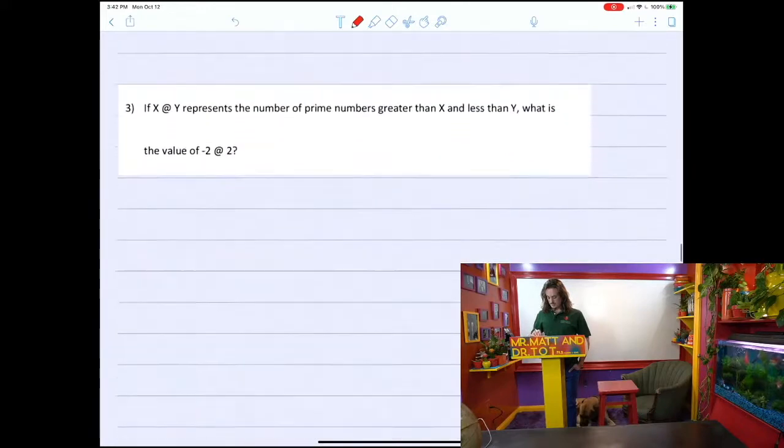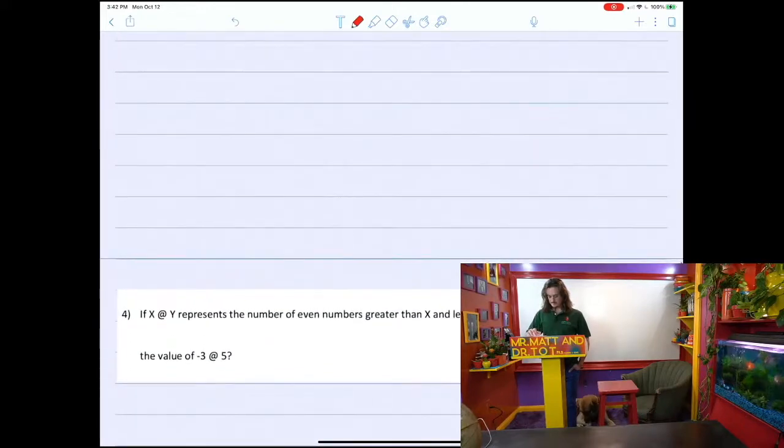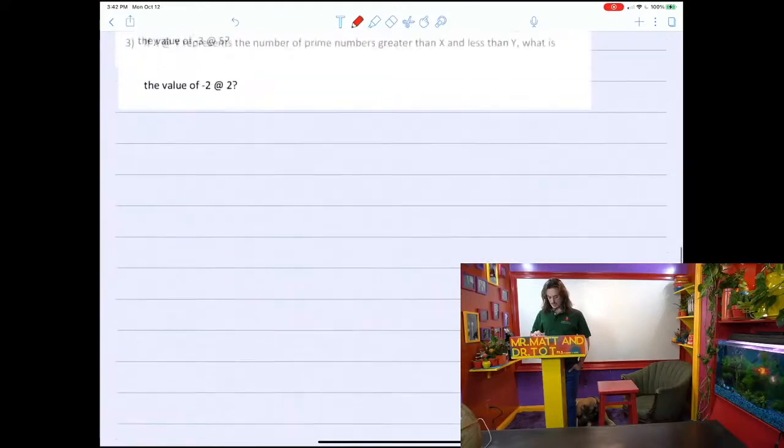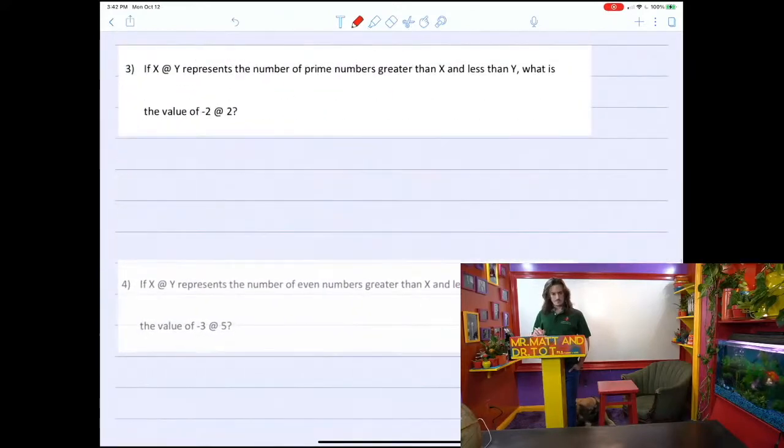I'm going to actually put these two together. Please take a look at both of these questions. Let me make sure you can see both of them.